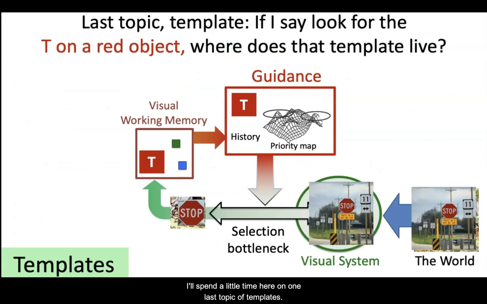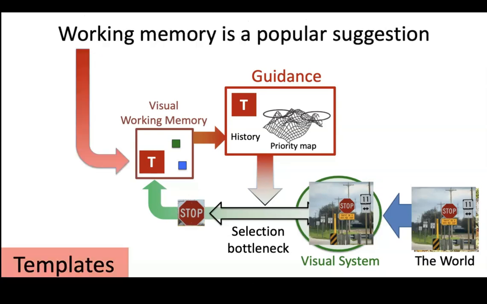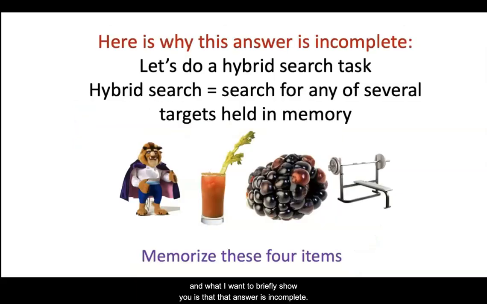I'll spend a little time here on one last topic of templates. So if I say look for a T on a red object, you must have some sort of internal representation of that target. That's known as a template. Where does it live? Now, one of the popular theories in the field at the moment is that templates are held in working memory. And what I want to briefly show you is that that answer is incomplete.